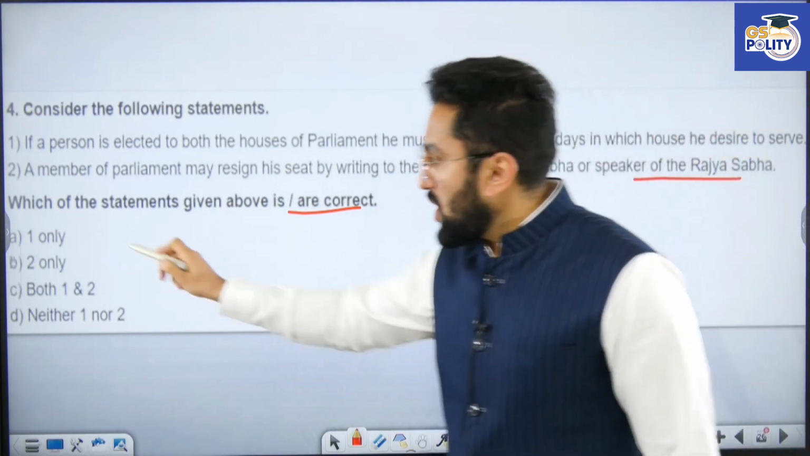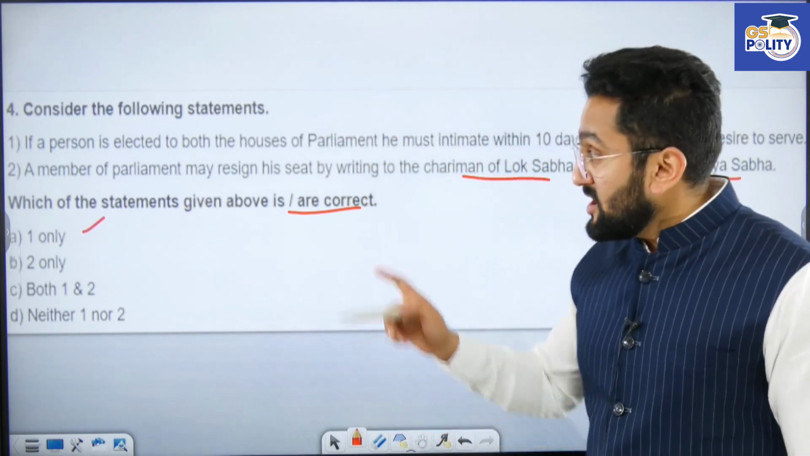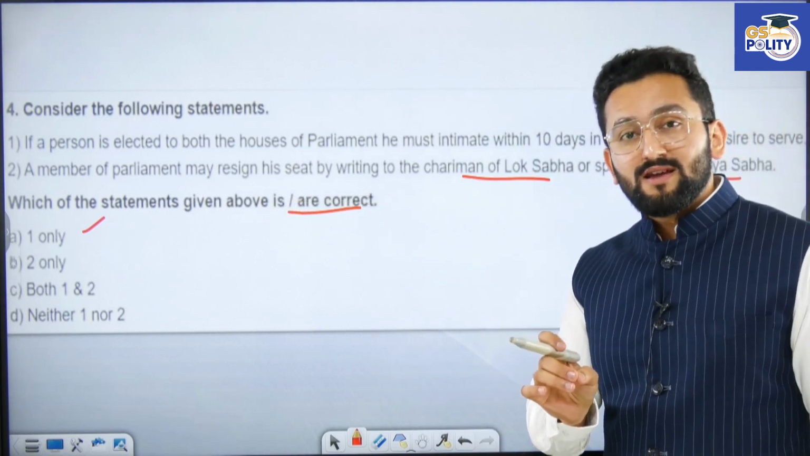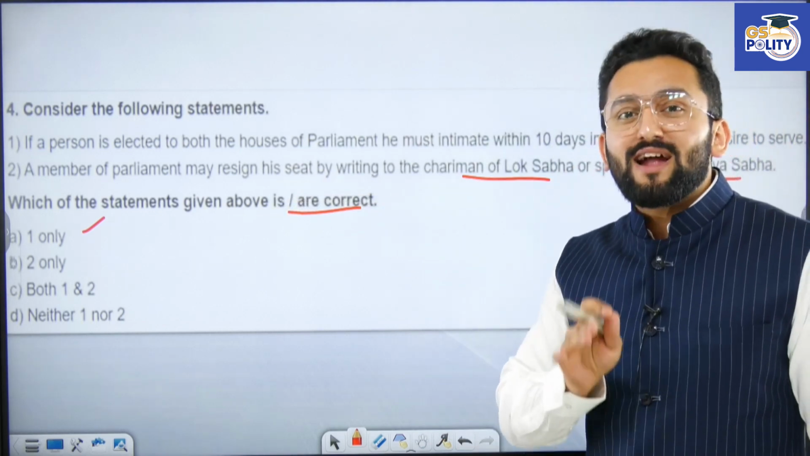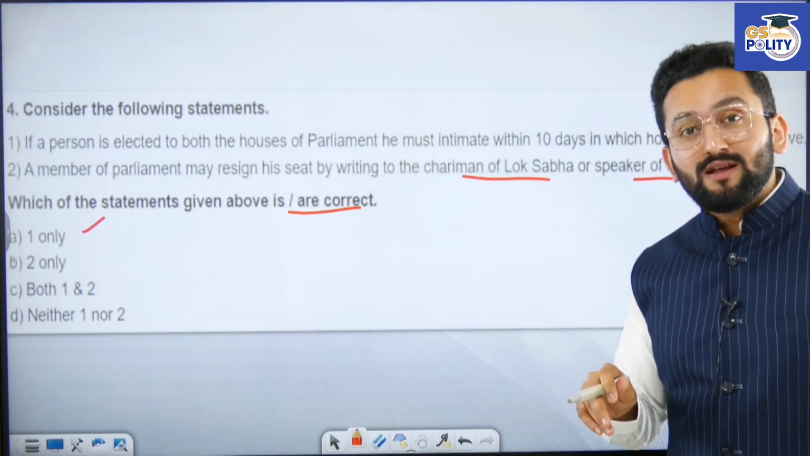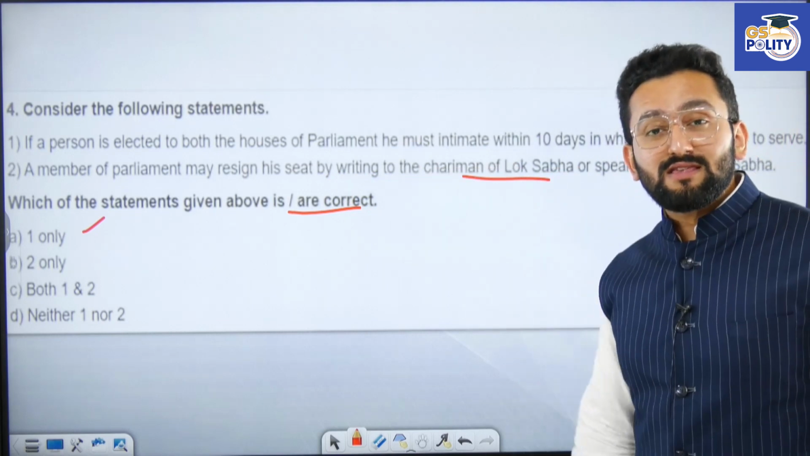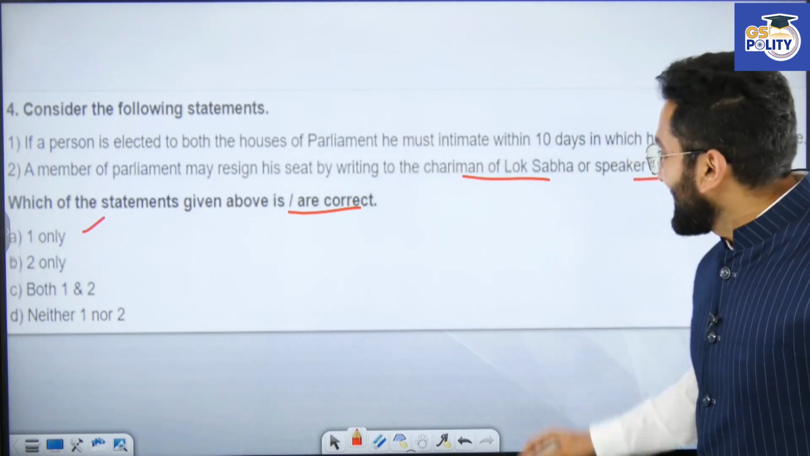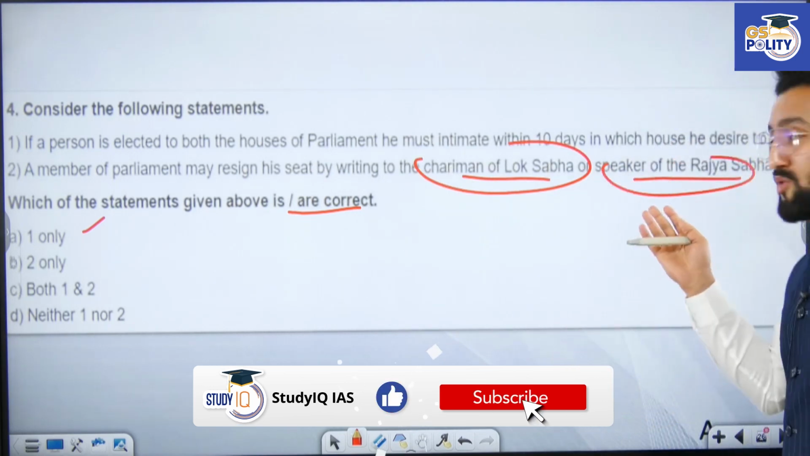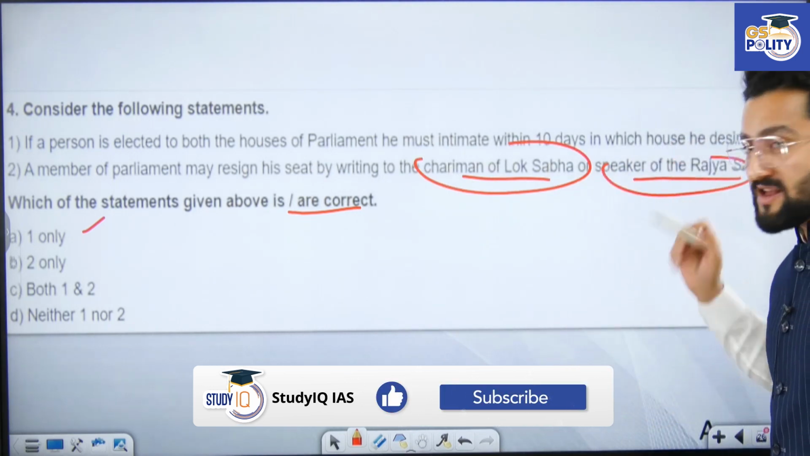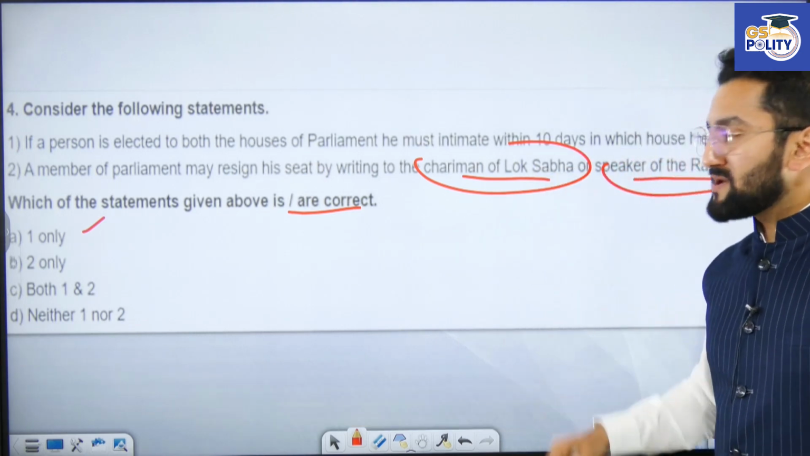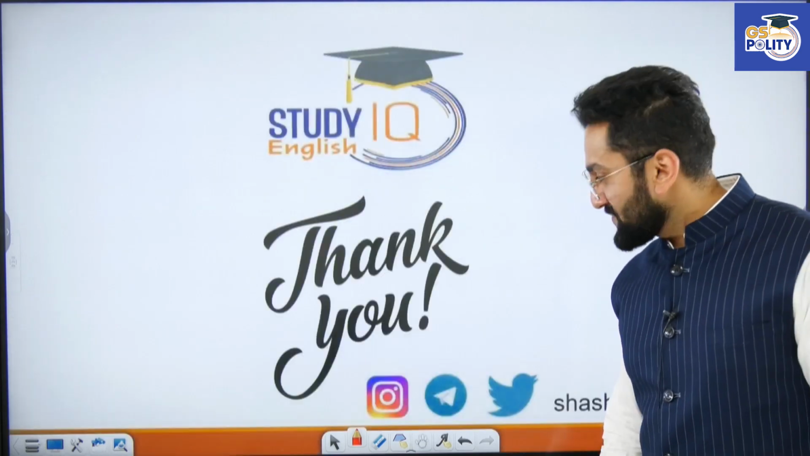Answer is 1. Why? Those who are saying, sir, the second statement is correct, I must say that it is a sin to say that. If someone is thinking that this statement is correct, then this thinking itself is a sinful act. Why? Because the chairman of Lok Sabha is the speaker in Rajya Sabha. What is this? Rajya Sabha has a chairman and Lok Sabha has a speaker. Right? There's a swap that happened here. I think it is clear now.